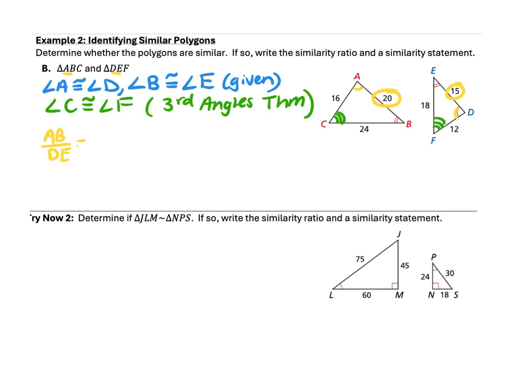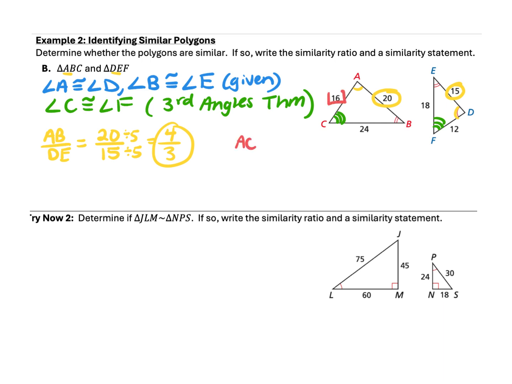And that is equal to 20 over 15. And then if we divide by 5, we can simplify that to 4 over 3. Okay, let's check our next ratio. Next up, I'm going to look at AC.